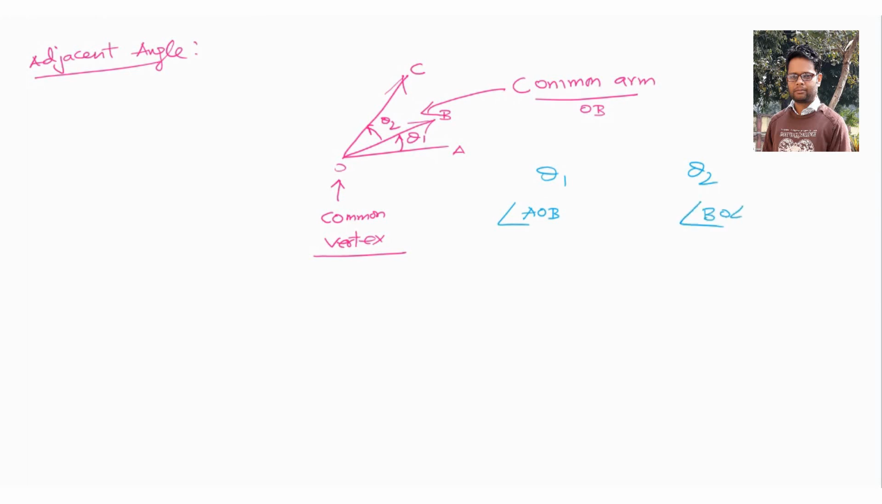Two angles are there. In between the two angles, one common arm is there. Common arm is OB. So now we can say theta 1 and theta 2 are adjacent angles because they have one common vertex, one common arm, and beside this common arm two angles are there, so they are adjacent to each other. Okay, so it was about adjacent angle. So I will draw a picture.